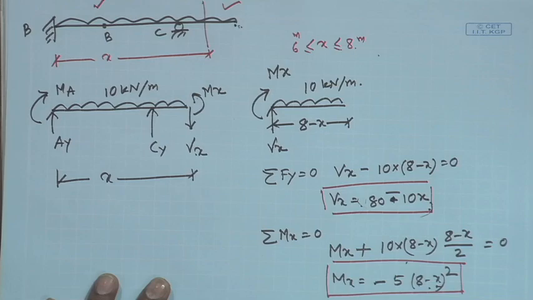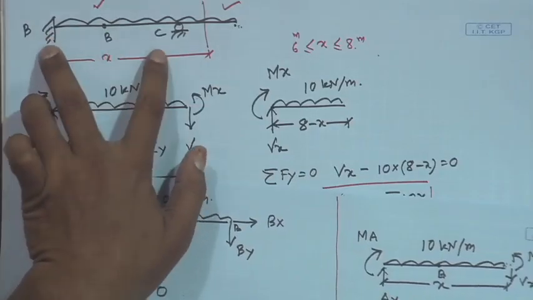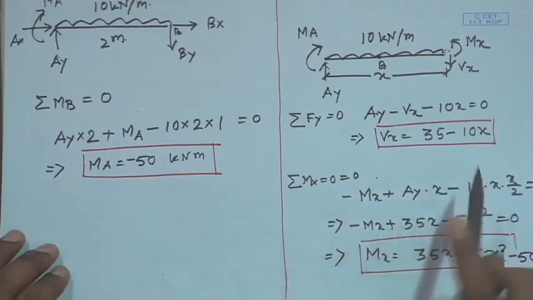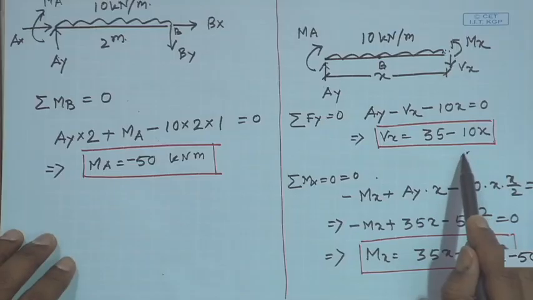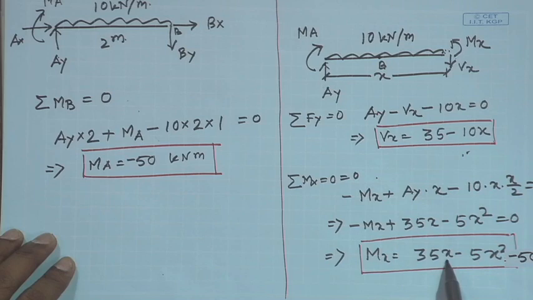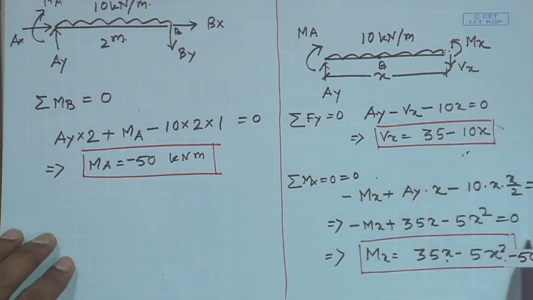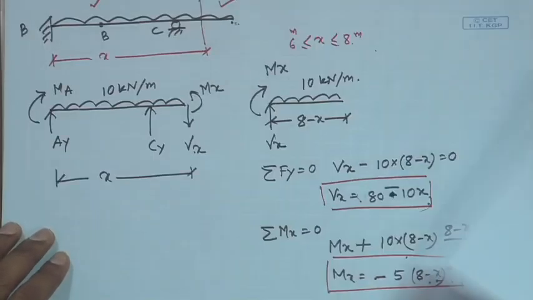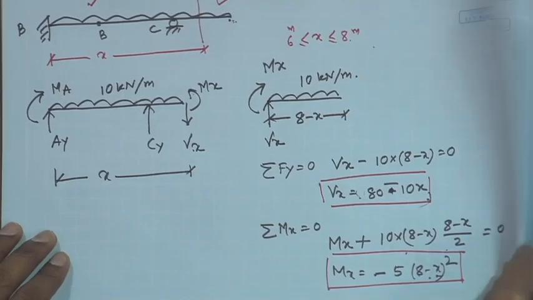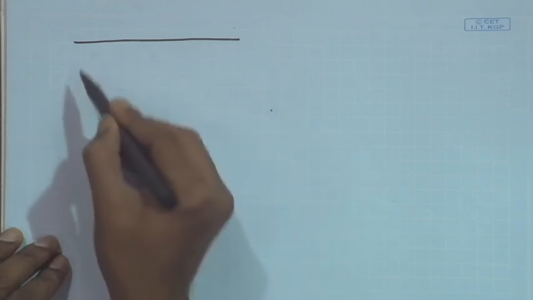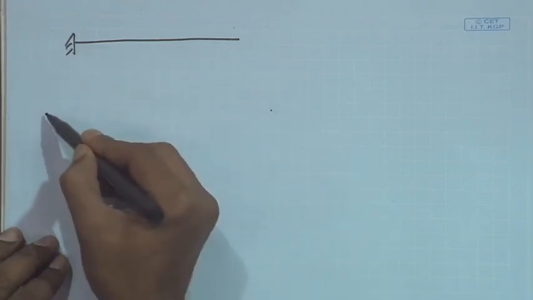In the previous part, between B to C, if you remember, this was the variation of shear force and variation of bending moment. So variation of shear force is linear and the variation of bending moment is quadratic, one order higher. Now if I draw the bending moment and shear force diagram for the same beam, it will be like this. This is the problem.